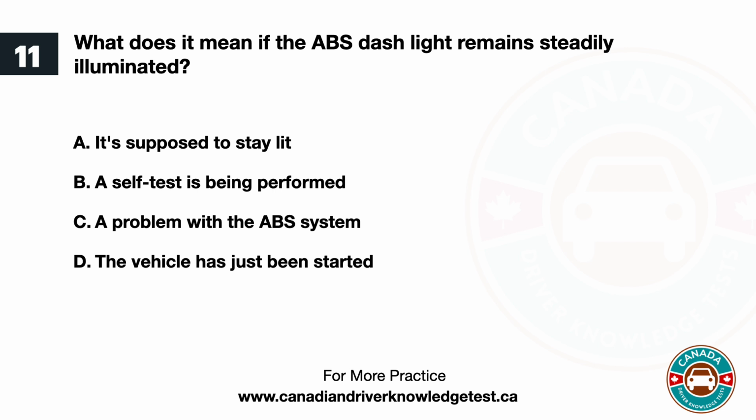Question 11. What does it mean if the ABS dash light remains steadily illuminated? A. It's supposed to stay lit. B. A self-test is being performed. C. A problem with the ABS system. D. The vehicle has just been started. The answer is C. A problem with the ABS system.